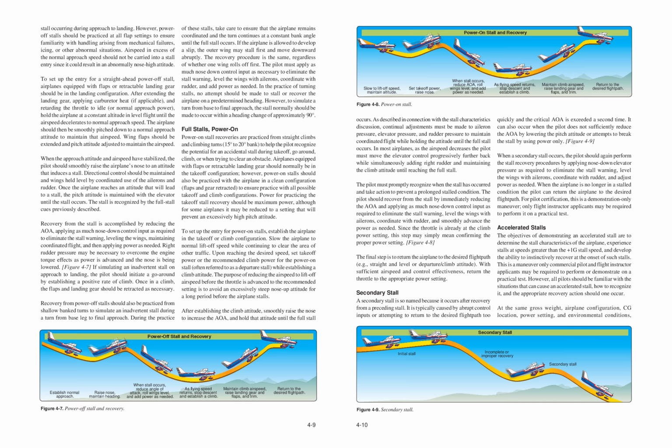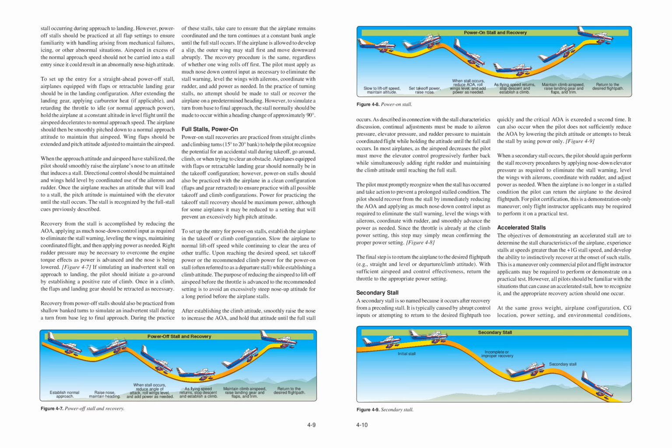Power for practicing the takeoff stall recovery should be maximum power, although for some airplanes it may be reduced to a setting that will prevent an excessively high pitch attitude. To set up the entry for power-on stalls, establish the airplane in the takeoff or climb configuration. Slow the airplane to normal liftoff speed while continuing to clear the area of other traffic. Upon reaching the desired speed, set takeoff power or the recommended climb power for the power-on stall, often referred to as a departure stall, while establishing a climb attitude.